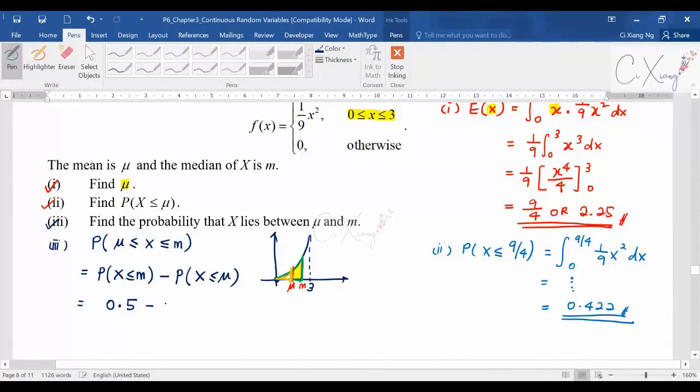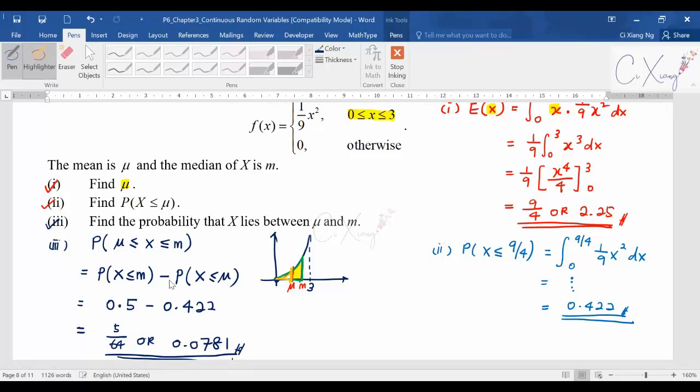So you just get the answer just now, right, which is 0.422. Therefore, if you try to simplify, you will get 5 over 64, or you may get 0.0781. So this is how we do it. You no need to purposely go and find the median, and after that try to find the probability again.